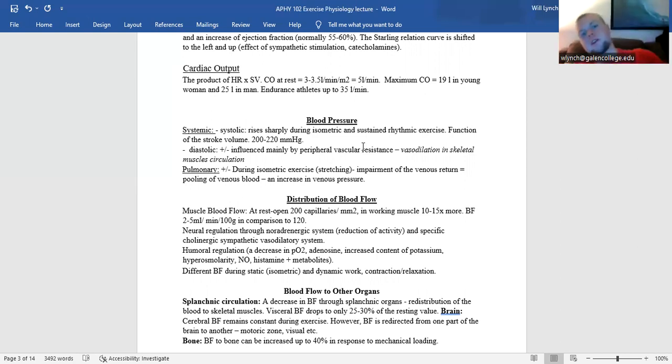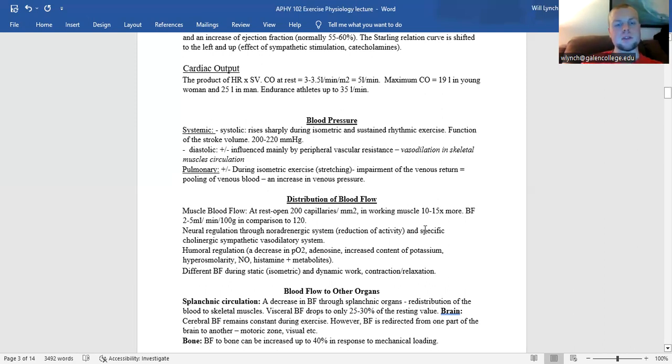If we have impairment of venous return and the venous system is not working well, this will cause an increase in venous pressure. So we could see an increase in the diastolic number for the pulmonary system if the venous response is not adequately approaching it.